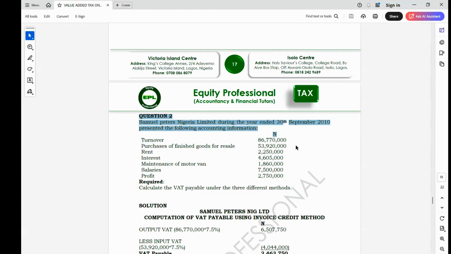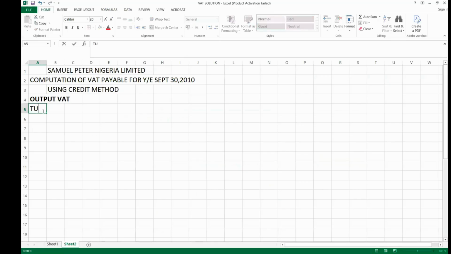I told you where you are given information and the examiner does not tell you whether it is inclusive or exclusive, we assume VAT exclusive. So we are going to calculate output VAT on this turnover to arrive at our value added tax. Output VAT on the turnover, because it is VAT exclusive, will be 7.5% multiplied by the value of the turnover.